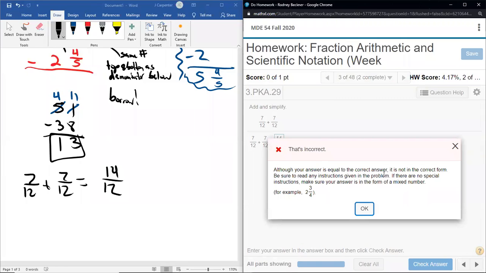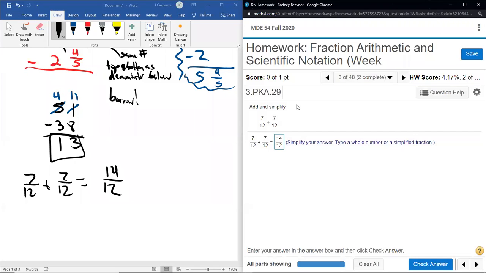Although your answer is equal to the correct answer, it's not in the correct form. Be sure and read the instructions. In particular, the instructions here say simplify. Now, even if it didn't say simplify, in the world of math, you reduce any fraction you can as an answer. So that 14/12, 2 goes into both 7 and 6 times respectively.